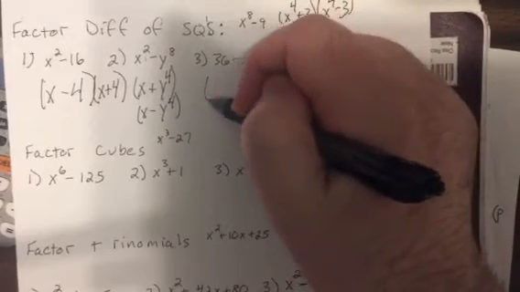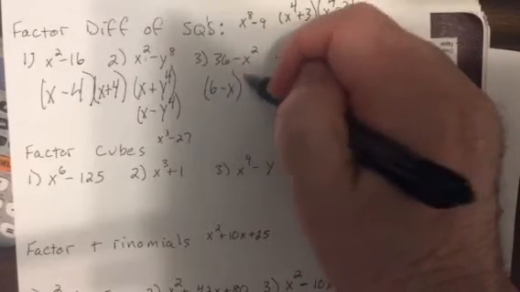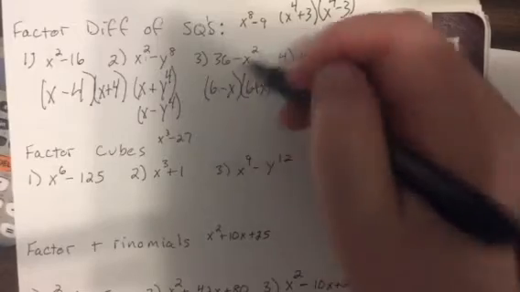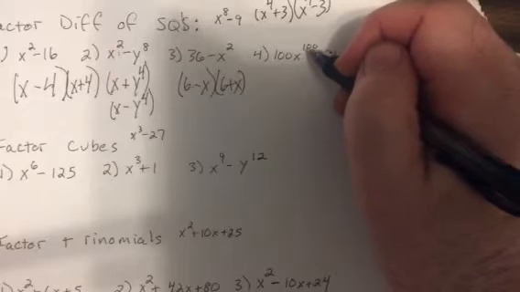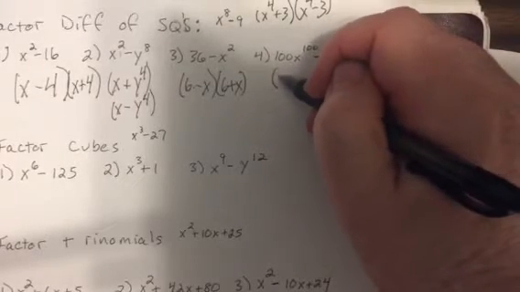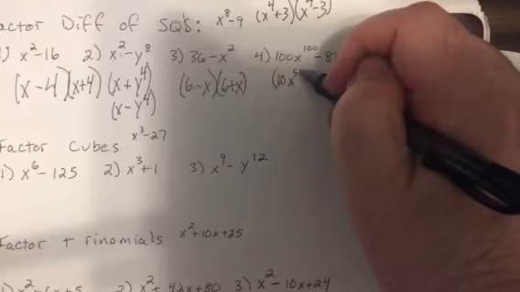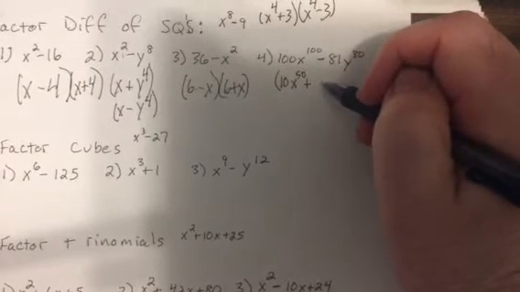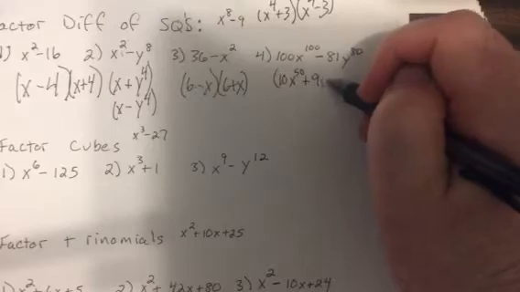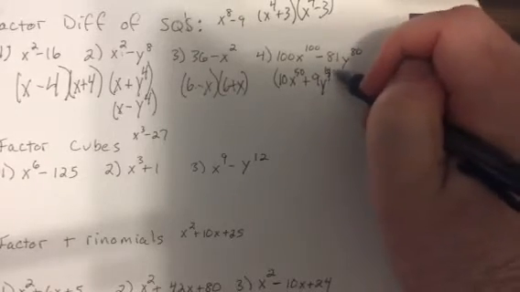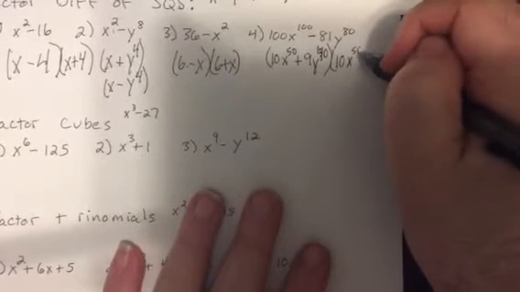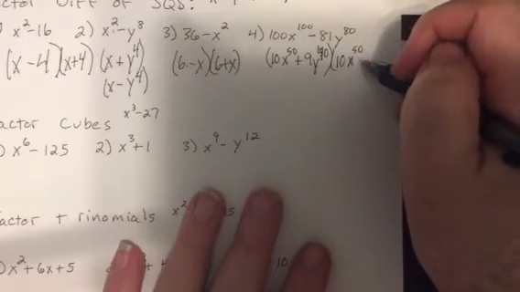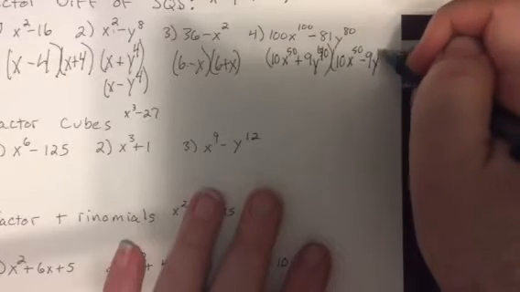So here, this would be 6 minus x, 6 plus x. Remember, subtraction is not commutative. Then here, 10 squared is 100, but x to the 50 squared is x to the 100. So this is an easy one to mess up. Plus 9y to the 80th. Oh, that'd be 40th. Sorry, I can't see. There we go. And 10x to the 50 minus 9y to the 40th. Okay, now we got our cubes.